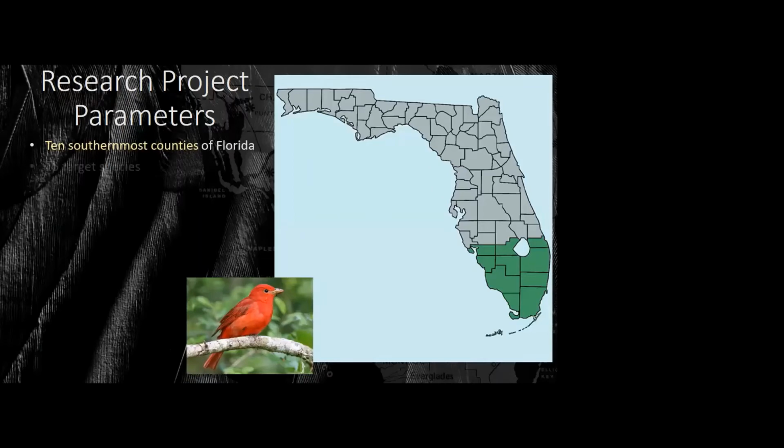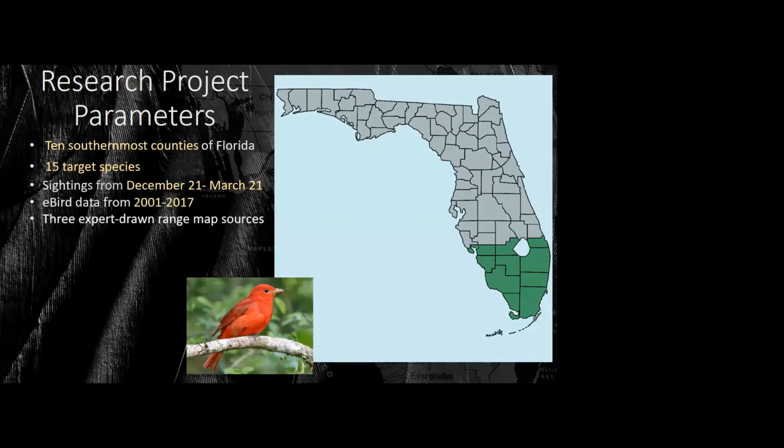For the project, I was just looking at the 10 southernmost counties of Florida. I looked at 15 target species during those winter months from December 21st to March 21st. I mined eBird data from 2001 to 2017. Like I said, I used 3 expert drawn range map sources: NatureServe, the Cornell Lab of Ornithology, and Audubon Society.